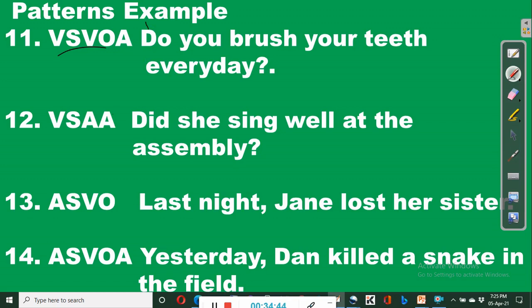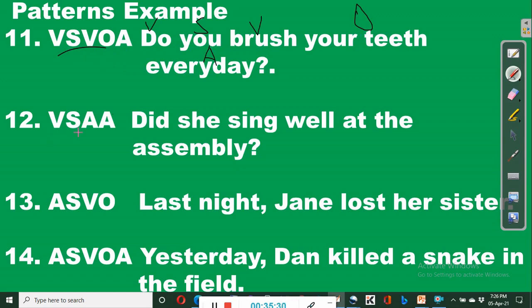Now, the verb here is do, all right? You is the subject and brush is another verb. Of course, do is an auxiliary verb, a primary auxiliary verb, while brush is the main verb. Your teeth becomes the object, the receiver of the action of brushing here. Then every day becomes the adjunct. So you can see the pattern here, the structure. VSVOA. That is the pattern we have in number 11.